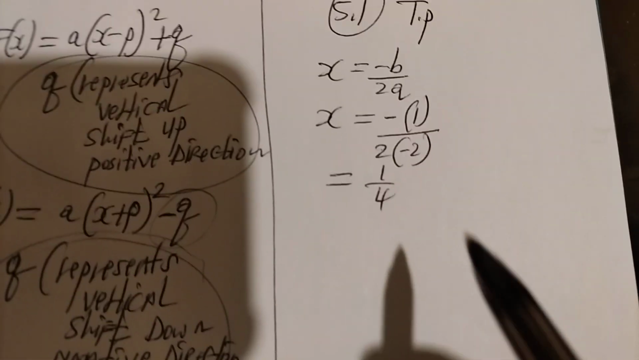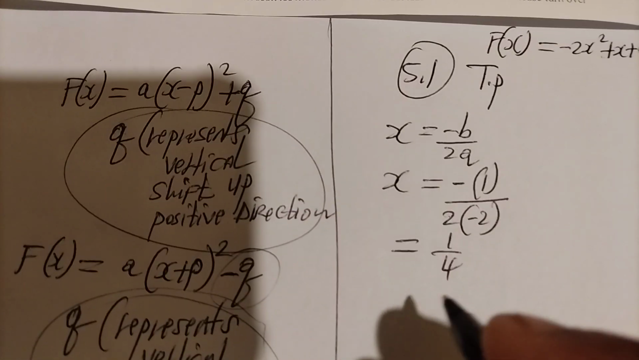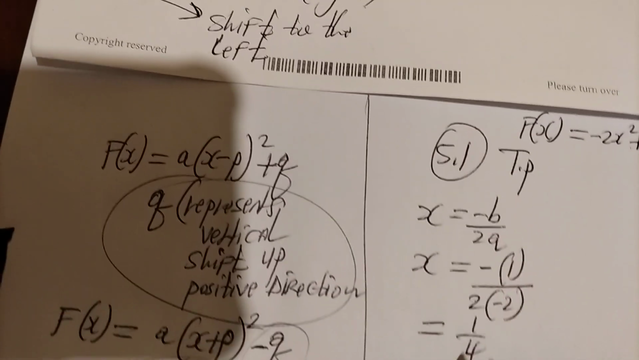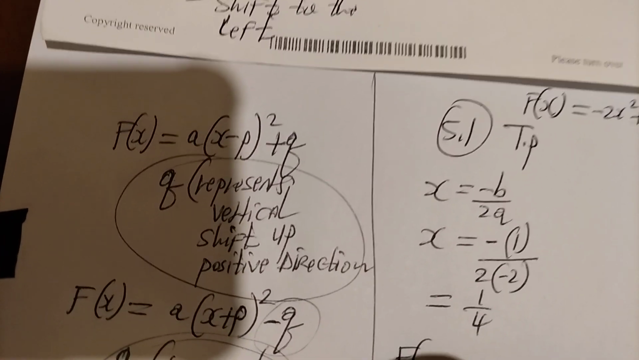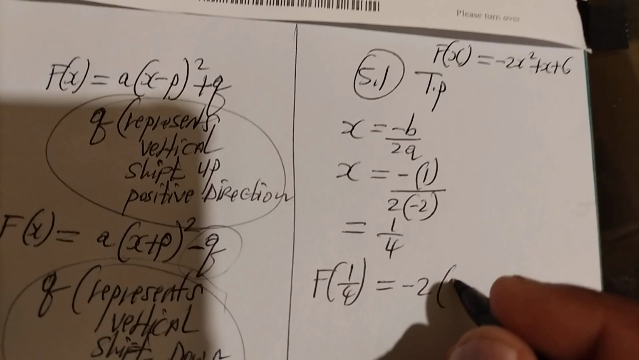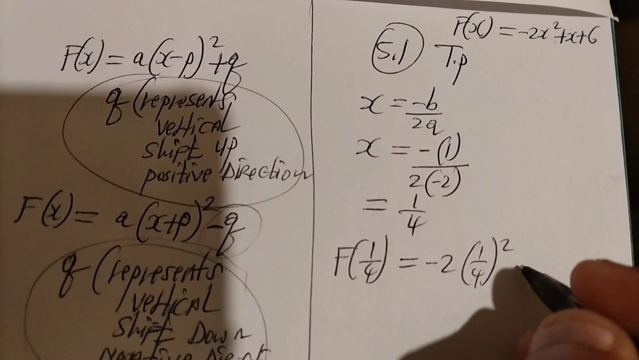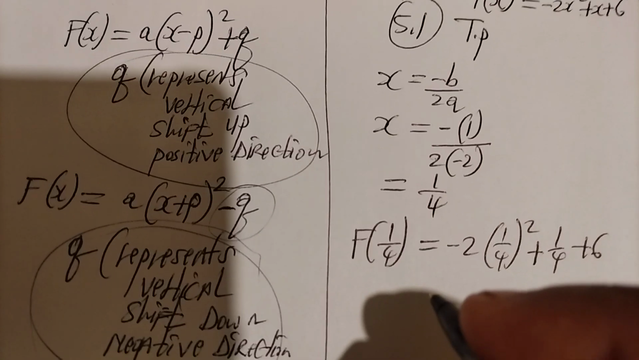Now from here, we do the substitution into that top equation to find the corresponding y value to this value here, right? So what we do is we say f(1/4), because that's the value of x, equals -2(1/4)² + 1/4 + 6, right?